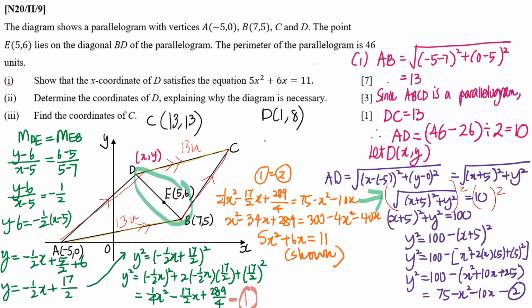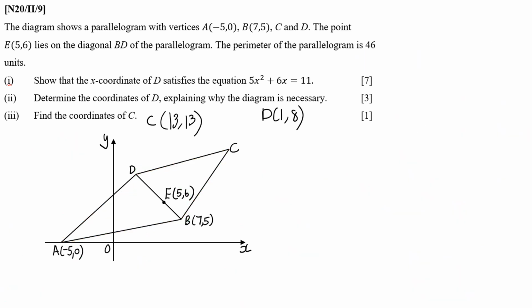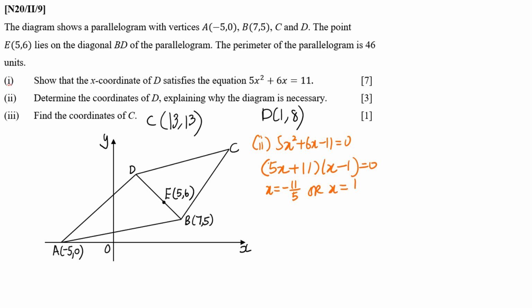But supposing you can't do part 1, then how? It's all right. You can still make use of the answer for part 1 to do part 2. So how do we do it? Using the answer from part 1, you can simply factorize it. It's a quadratic equation. Factorize it, and you have two values for the x coordinate. One is negative, one is positive.